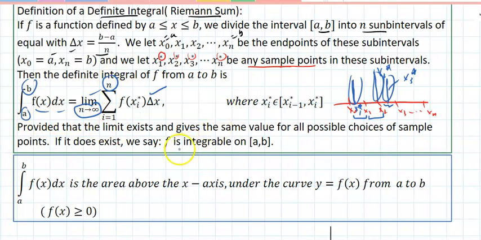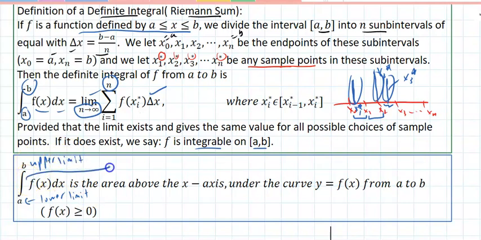And if it does exist, we say f is integrable over a to b. The condition is that f must be continuous on that interval, right? We want it to be defined on that interval. So recap, the integral from a to b: this is the lower limit, and this is the upper limit of this integral.